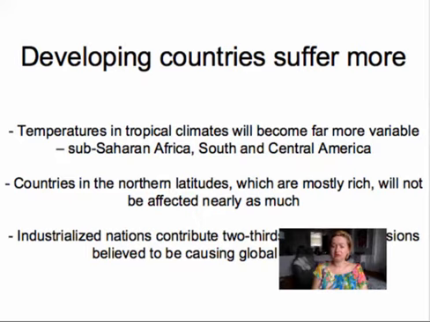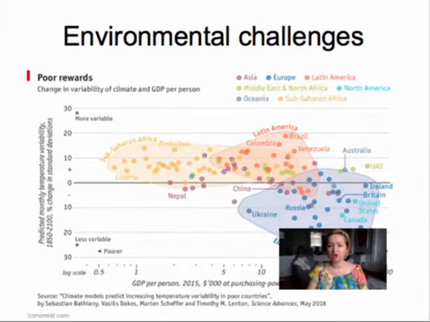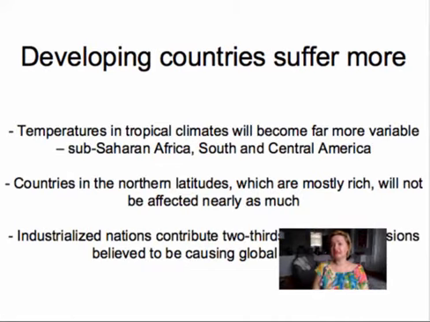So in terms of both means and variances, the countries that bear the most historical responsibility for climate change are likely to be the ones least harmed by its consequences, right? So industrial nations, developed countries that contribute to two-thirds of the gas emissions, green gas emissions, they are believed to be causing global warming, especially China and the US. Well, look at the picture. They will be spared of these temperature fluctuations, right? And they are the ones that are causing a global warming.